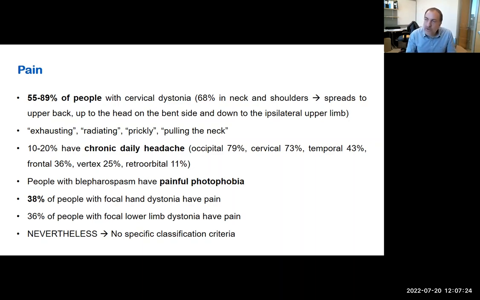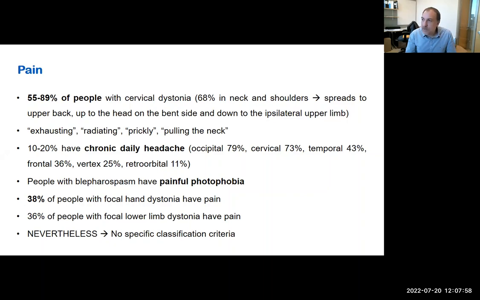Interestingly, a non-trivial proportion of patients with dystonia, particularly cervical and cranial dystonia, may have chronic daily headache, which may have different distributions across the head regions. We know that people with blepharospasm may feel pain when exposed to bright lights, the so-called painful photophobia. And even patients with focal hand or even lower limb dystonia may report pain, and again, not in a trivial percentage, which is between 35 and 40%.